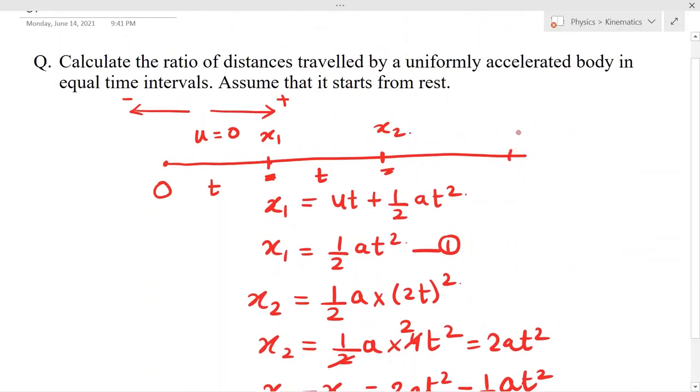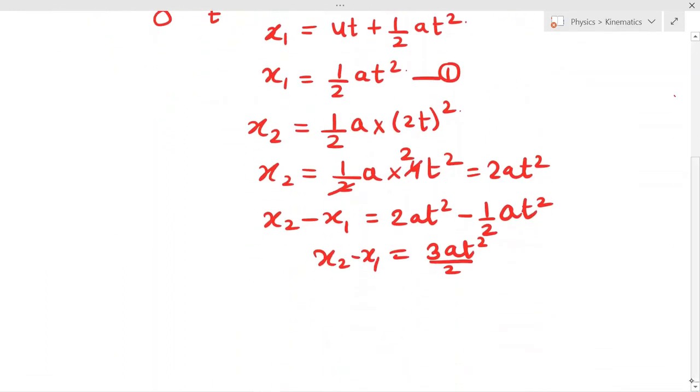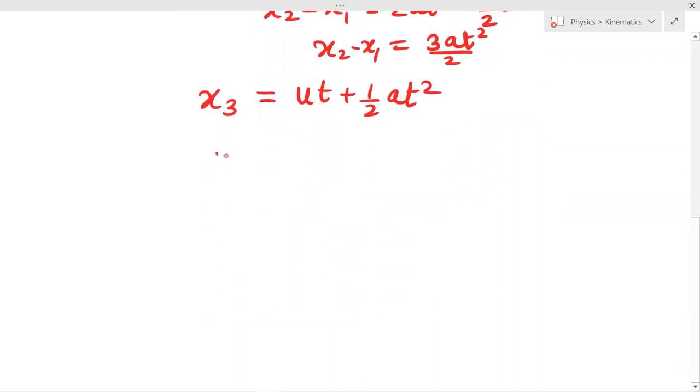Now let's say it reaches this position, coordinate x3, in another time interval t, the same equal time interval, because they have asked for equal time intervals. So let's find out what is x3. x3 minus x initial, where x initial is 0, is equal to ut plus half at square. Now again u is 0, so x3 becomes half of a into t square.